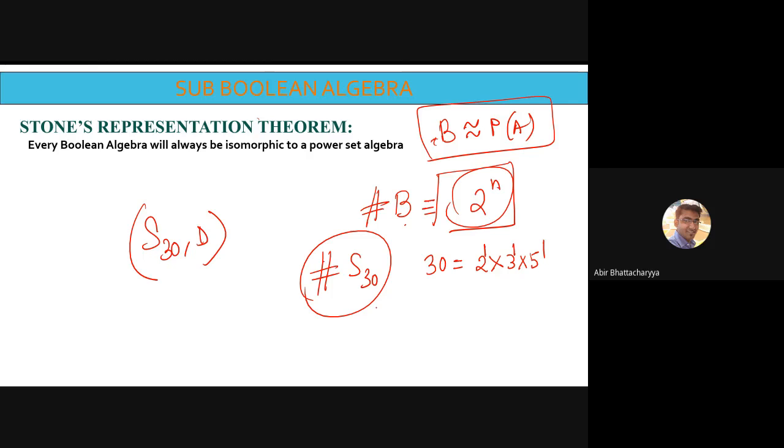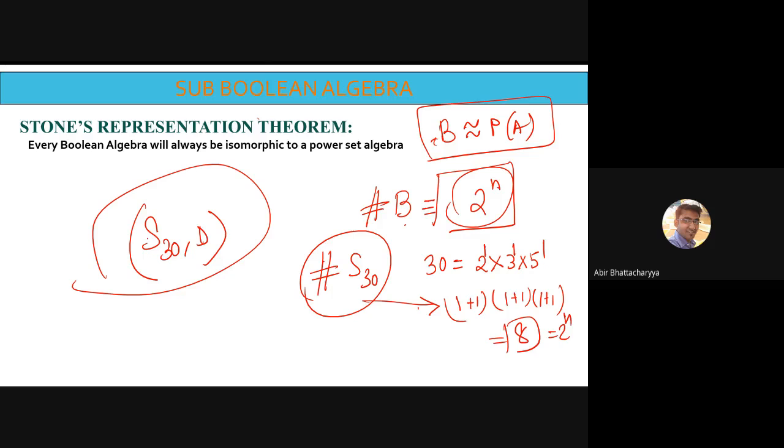So the number of elements of S30 is 1 plus 1, 1 plus 1, 1 plus 1. You can multiply and get 8, and 8 is of the form 2 power n. Since 8 is of the form 2 power n, the number of elements in S30 has the form 2 power n, so this should be a Boolean algebra. Definitely this is going to be a Boolean algebra.